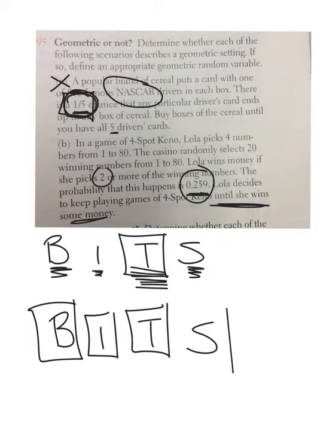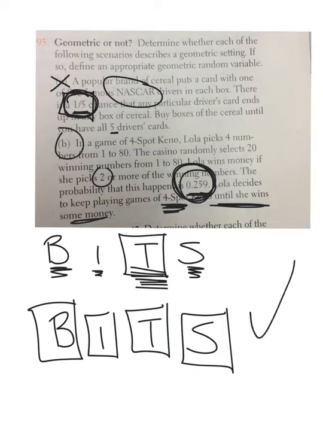And then the success rate is the same for each game because she plays the 4 spot, I guess they call it. She plays the same way each of the games. Okay, so yes, that does work for a geometric setting. All right, there's that one.